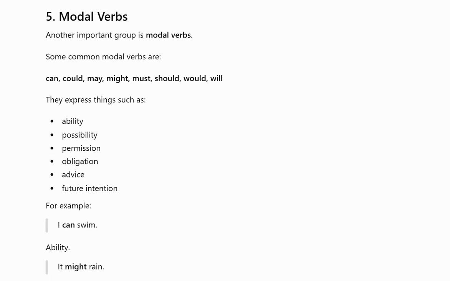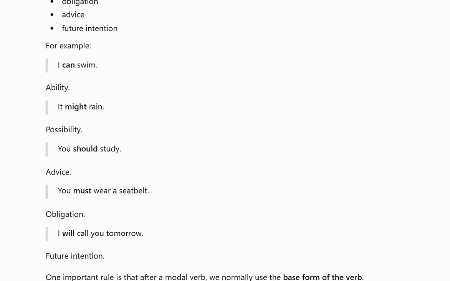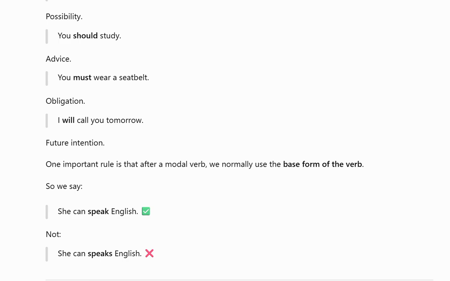Now, modal verbs. Another important group is modal verbs. Some common modal verbs are can, could, may, might, must, should, would, will. They express things such as ability, possibility, permission, obligation, advice, future intention. For example, I can swim, ability. It might rain, that's possibility. You should study, advice. You must wear a seat belt, that's obligation. I will call you tomorrow, future intention.